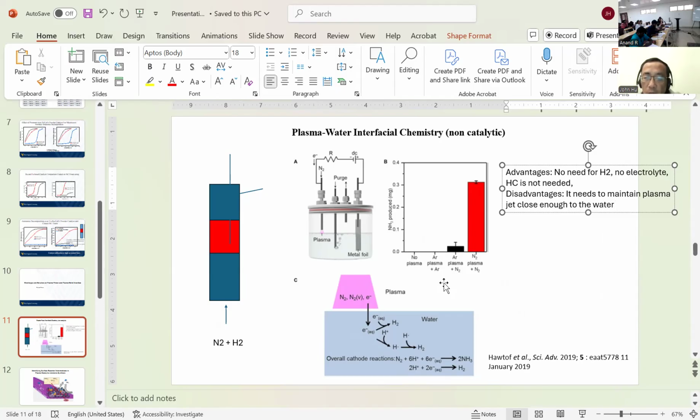That actually dictates commercialization, because you can't keep the jet close enough to the water. If you build a large reactor, the water level also changes. If that gap is so critical, sooner or later your plasma will stop running. So that's the problem. Anything else you can think of?